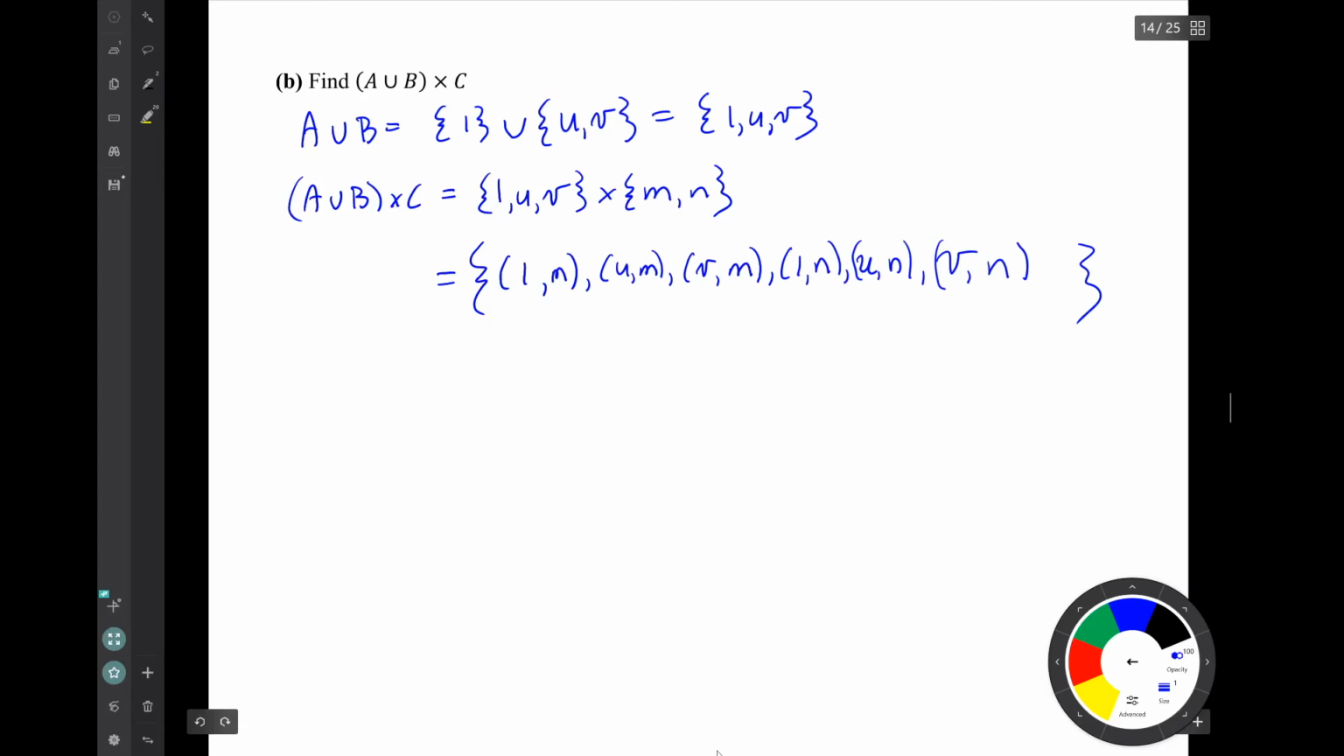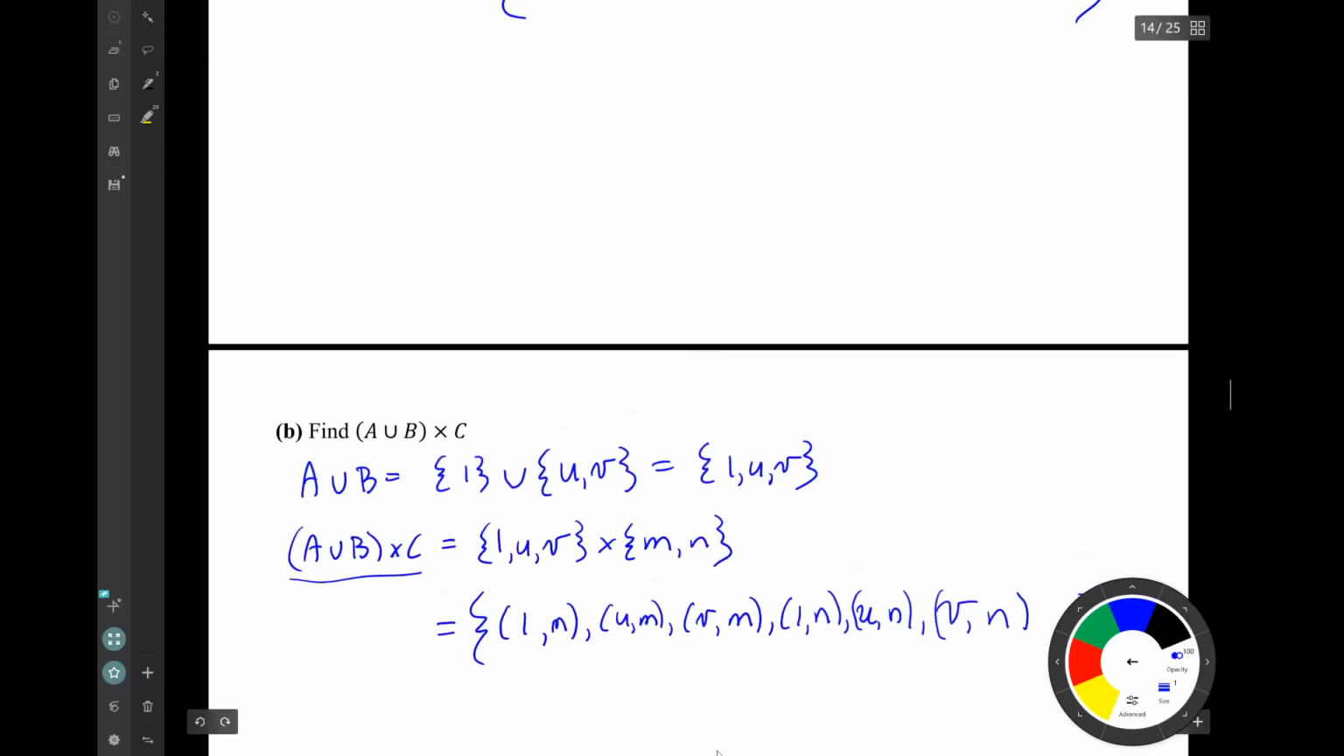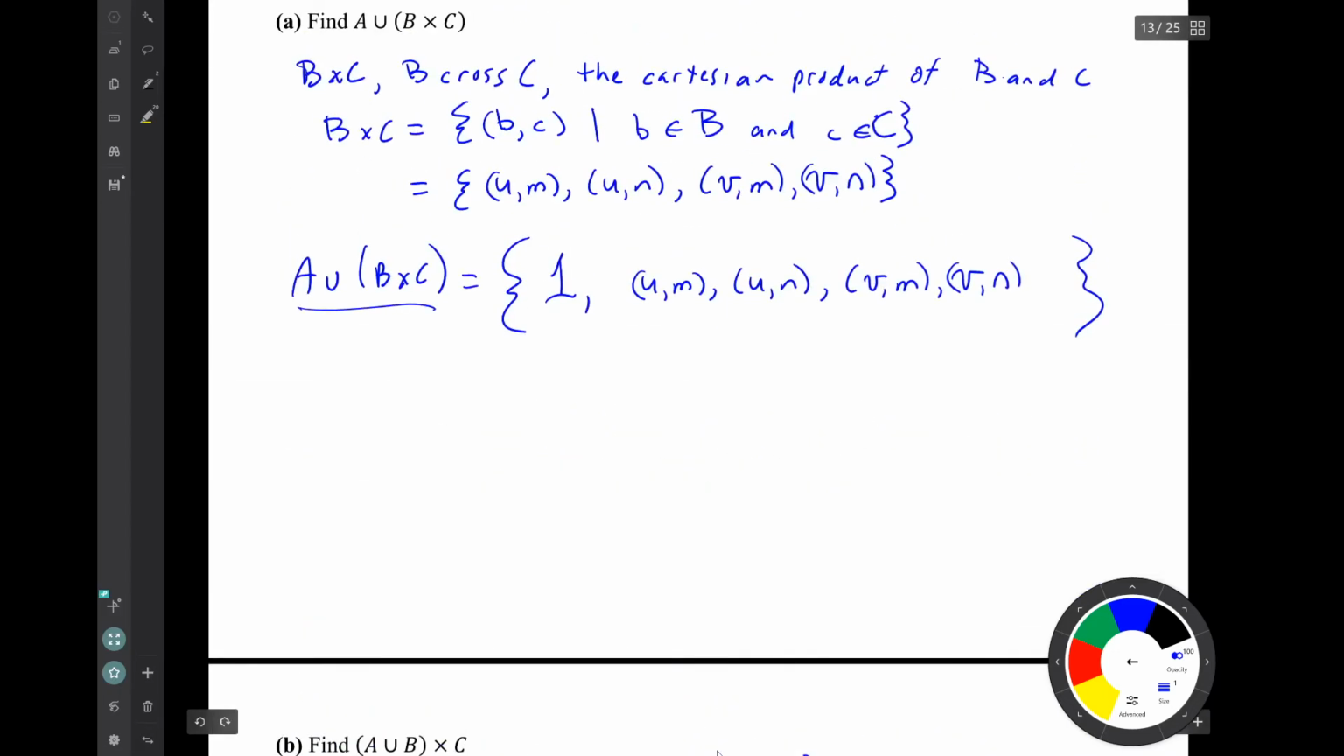So there you see that the set A union B cross C looks very different from the set that we did earlier. A union B cross C is this thing, this set that has 4 ordered pairs and also just the number 1 by itself. And the ordered pairs are all of the type either the letter U or the letter V on the left, and the letter M or the letter N on the right.